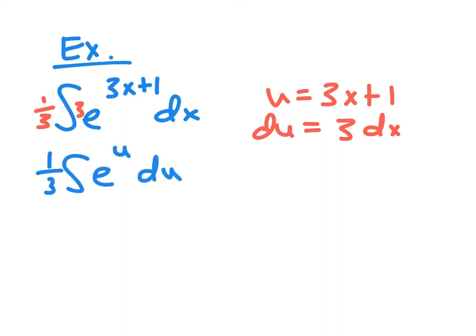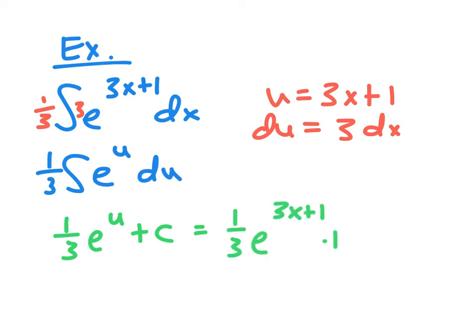So if I rewrite this integral, I have a 1/3 coefficient in front, integral of e to the u du, and based on our formulas, the integral of e to the u just goes back to e to the u plus c. And of course the last step is you have to go back and replace your u with what u is actually equal to. So 1/3 e to the 3x plus 1 plus c.